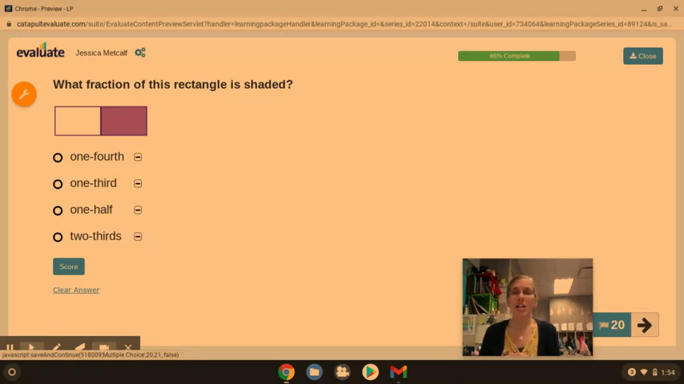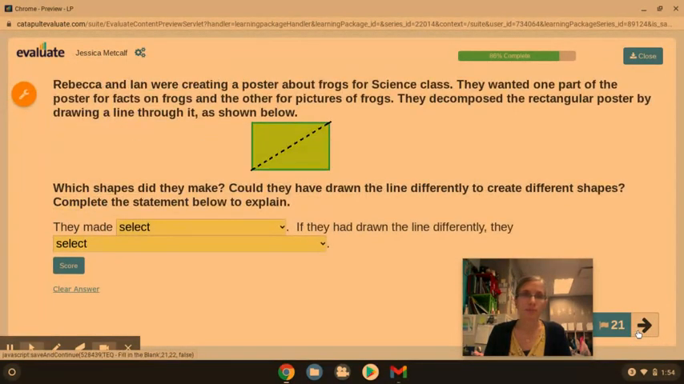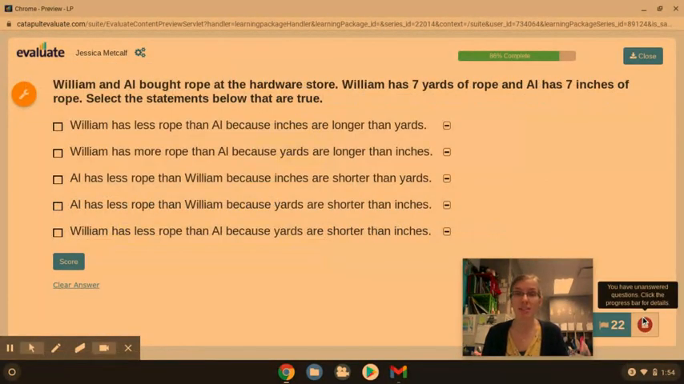All right, and the fraction on this, we have not talked about fractions yet. So I'm going to go ahead and skip this one. And same for this one. We have not talked about fractions. We have not talked about shapes yet, so I'm going to skip that one. So just try your best on those.